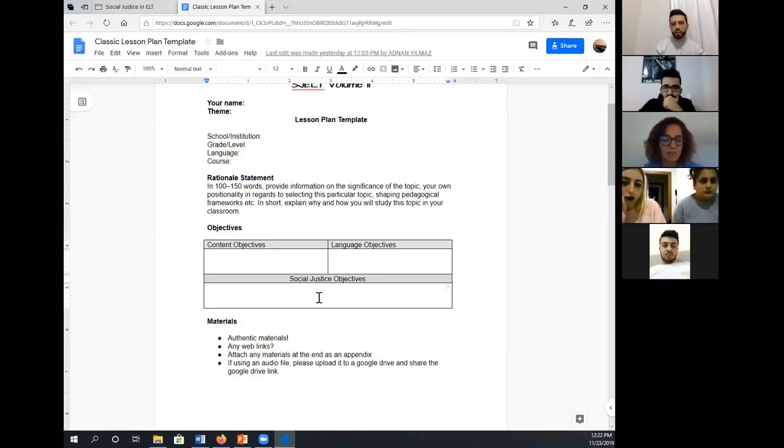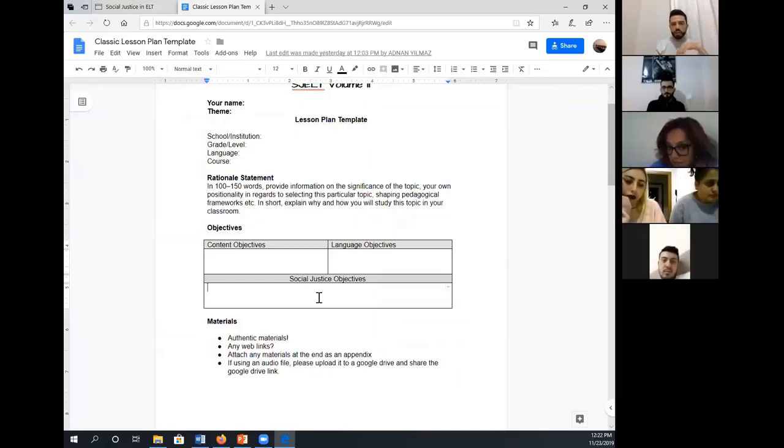Denise, can you just highlight one point at this? Is it okay? Yeah. Okay, so sometimes the issue that we have is the content objectives and social justice objectives are a little confused, or language content and language objectives are a little confusing. I mean, they are confused indeed.